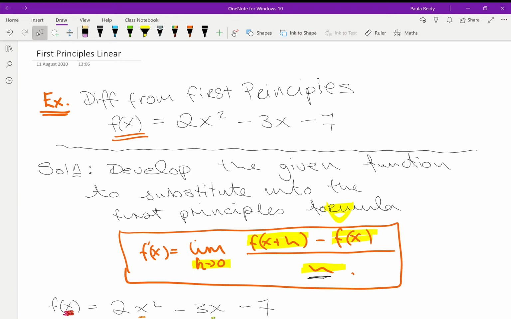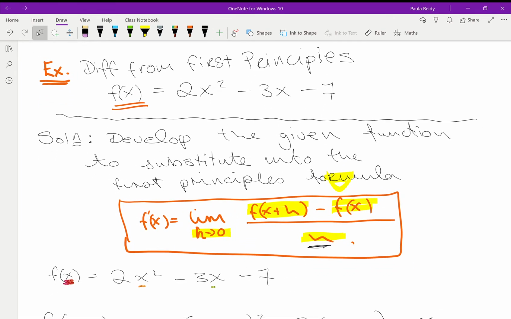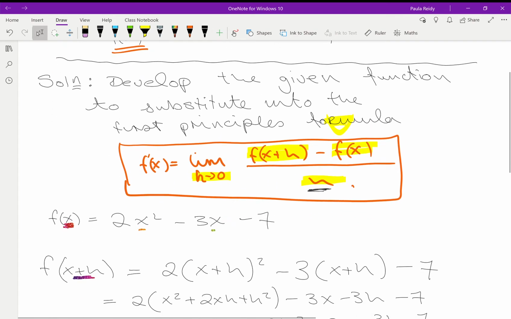Okay, so now we're going to move this on to differentiation from first principles when we have a quadratic equation. So we have 2x squared minus 3x minus 7, okay? And we're going to differentiate this now from first principles. We're going to go through the same idea as what we did before, which is basically we're going to develop the given function so that we can substitute it into the formula. This is the first principles formula.